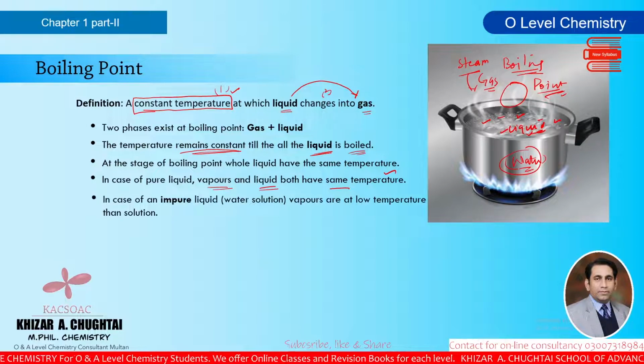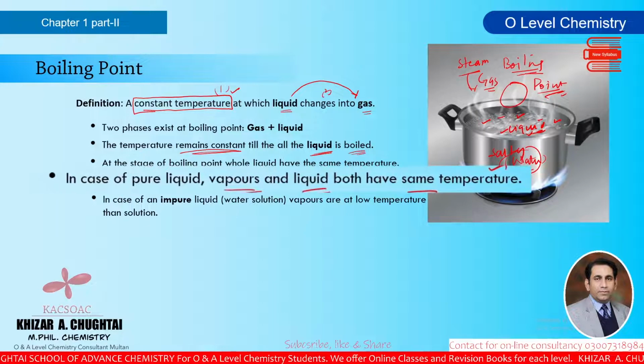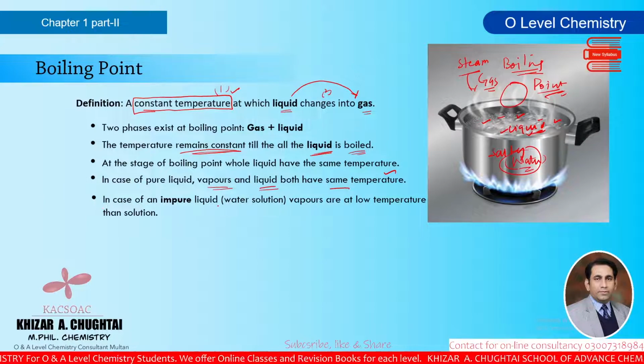In case of an impure liquid, for example, a mixture of salt and water, or a sugar solution, if I heat it, then this point will not be valid in this case. Once again, in case of an impure liquid like a water solution, the vapors are at a lower temperature than the solution. This steam will be at a lower temperature.